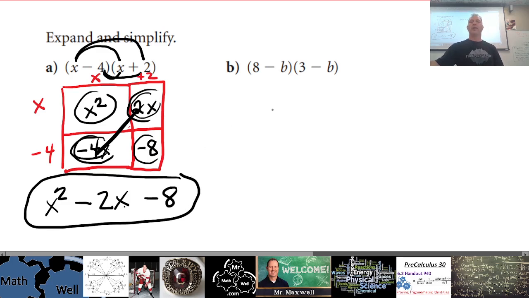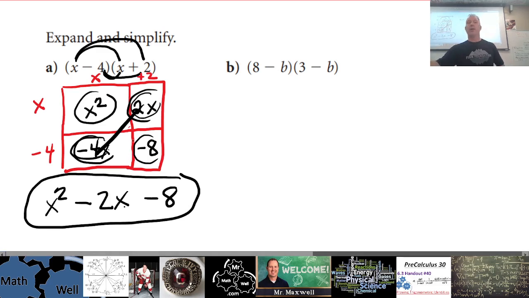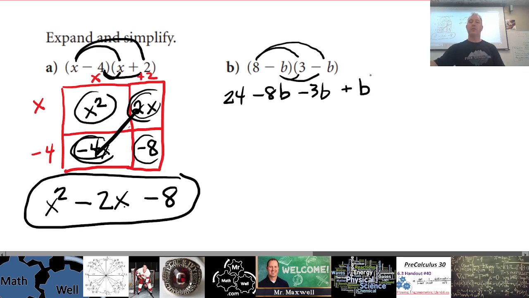Okay? Over here for B, let's do the distribution property. So this is probably what you're going to do most of the time in your head. You're not going to do algebra tiles probably. You're not going to draw this rectangle and fill in the blanks probably. You can for now, but this is probably what you're going to do. You're going to do 8 times 3. You're going to write down 24. You're going to do 8 times -b. You're going to write down -8b. You're going to go negative b times 3, and you're going to write down negative 3b. And then you're going to go negative b times negative b, which is positive b squared. You're going to gather like terms, all right, negative 11b.